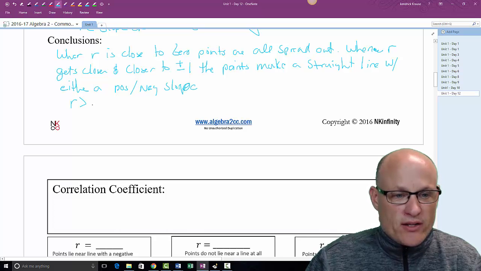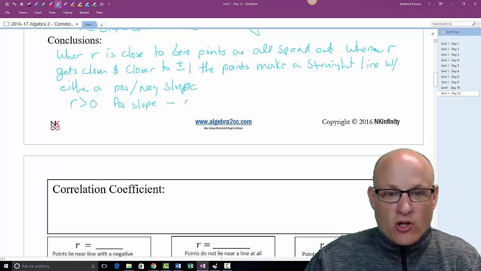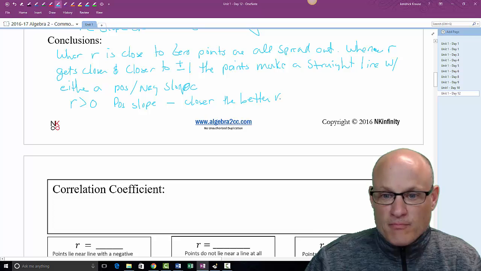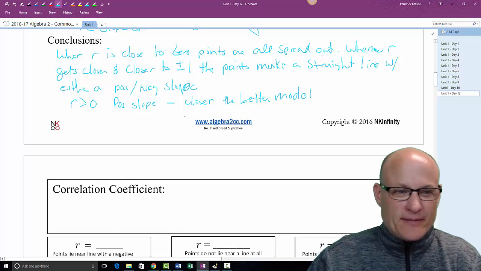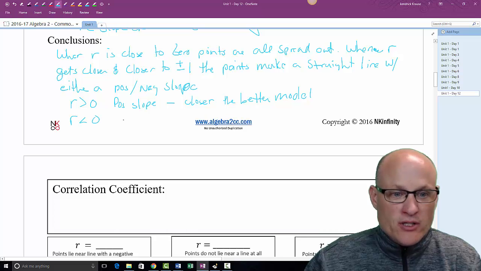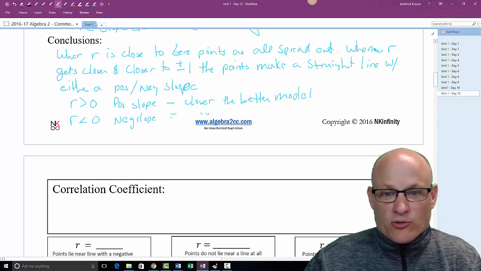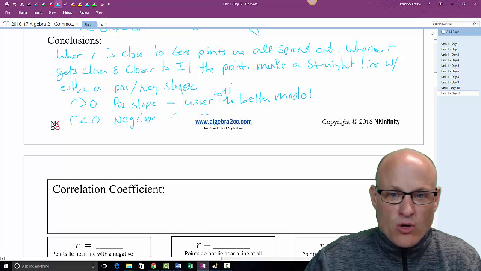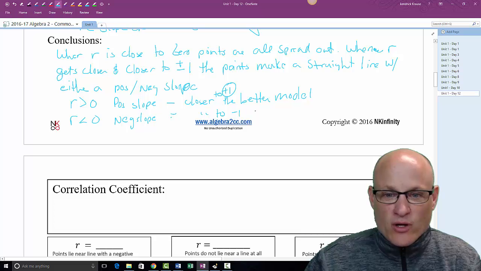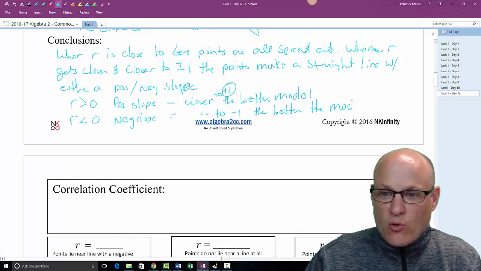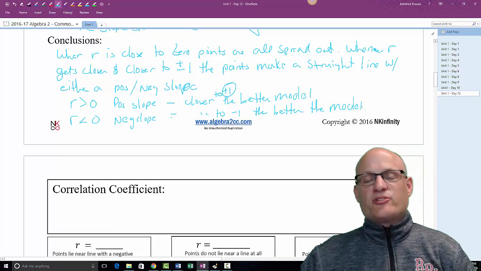So when R is greater than 0, it's a positive slope. And when it gets close to 1, the better the model, the more you can trust the model that you've created. And when R is less than 0, it's a negative slope. And again, as you get closer to positive 1 or closer to negative 1, the better the model. This is horrible handwriting. I apologize.